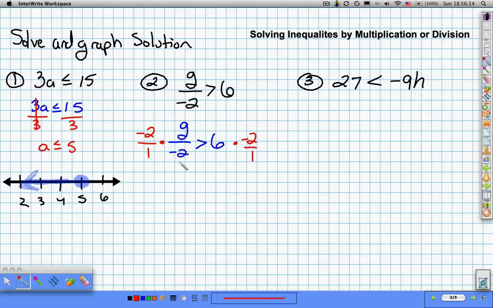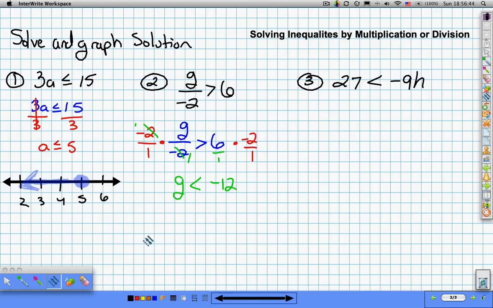What happens here is the negative 2's end up canceling each other out into 1's. So really I'm left with g on the left side. And if I make this a fraction, 6 times negative 2 is negative 12. Now, since I multiplied by a negative number, in this case negative 2, my inequality must flip. So it's not g is greater than negative 12 as it was originally in the problem. It's going to be less than because I multiplied by a negative number.